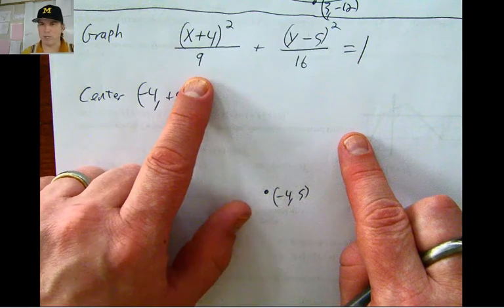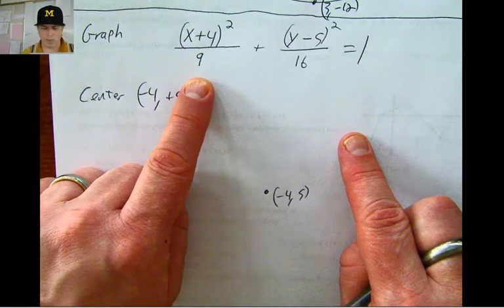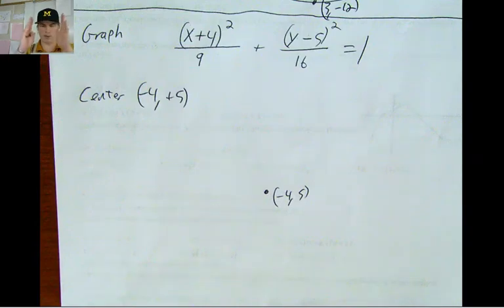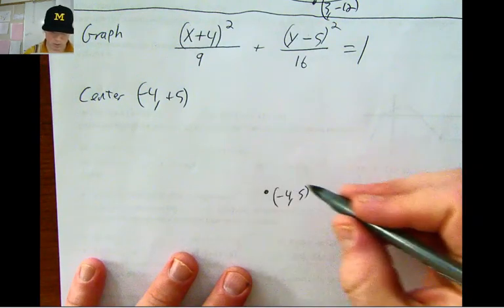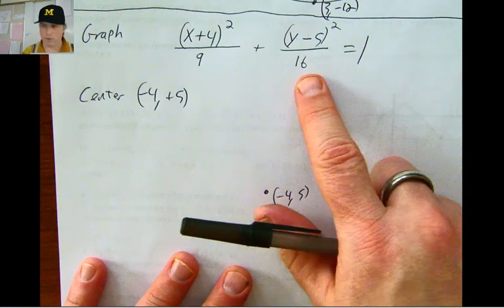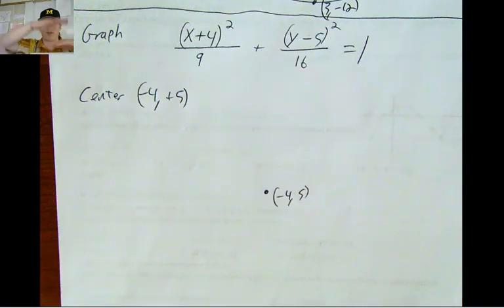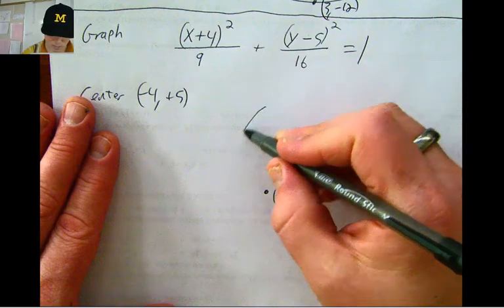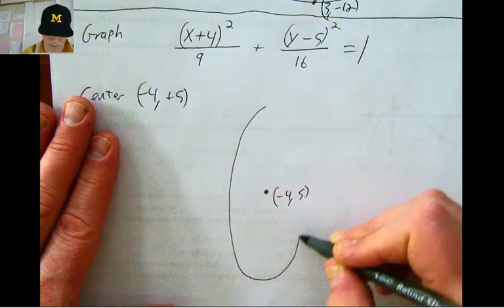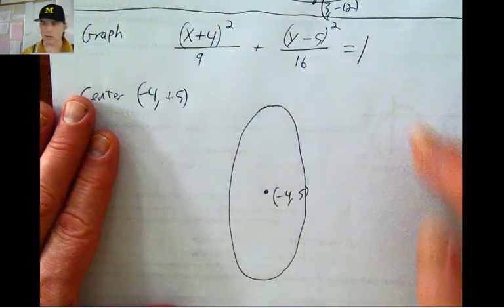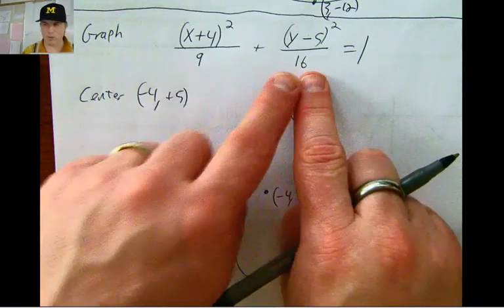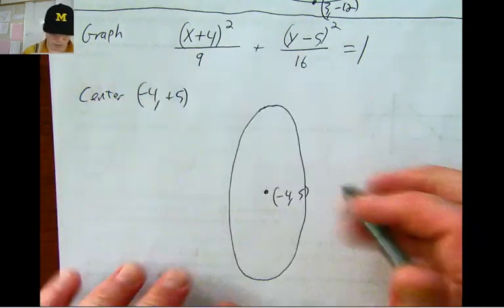Now, this one is over 9, which means horizontally, square root of 9 is 3, so horizontally it's going to stretch 3 in the horizontal direction. Vertically, it's over 16, so it's going to stretch 4 in the vertical direction. So as I draw my ellipse, I'm going to make it a little more vertical than horizontal because the vertical stretch is more than the horizontal stretch.